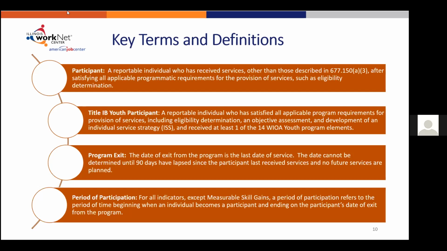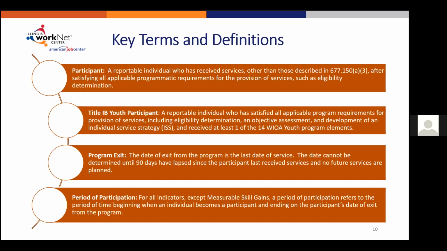They've been determined eligible. And then we have a separate definition for a WIOA Title I youth participant. And this is a youth participant, but they have satisfied other applicable program requirements that categorize them as a youth. And why they're pulled apart is because they're treated a little bit differently as far as the performance measures and how they impact them positively or negatively.